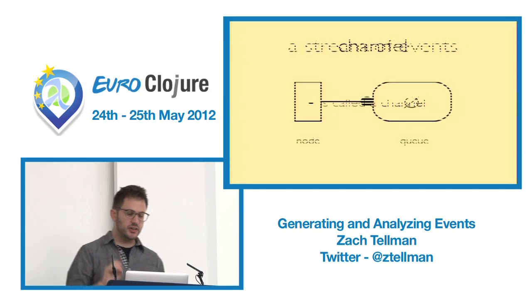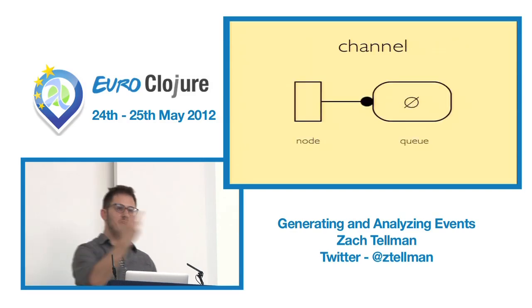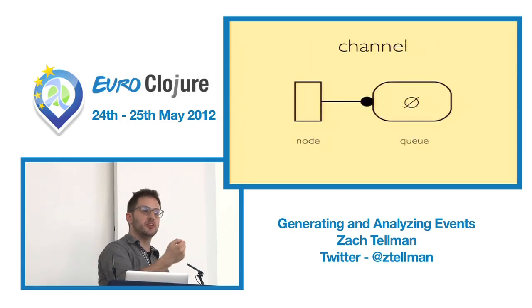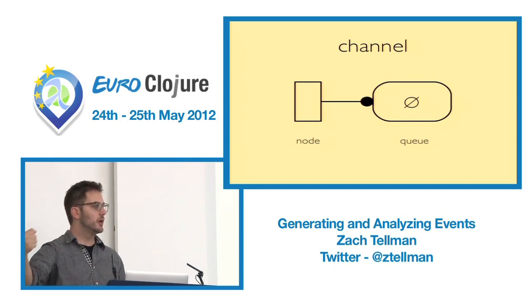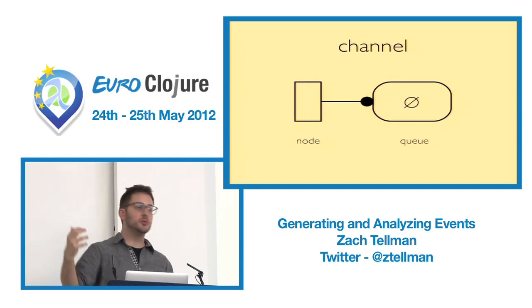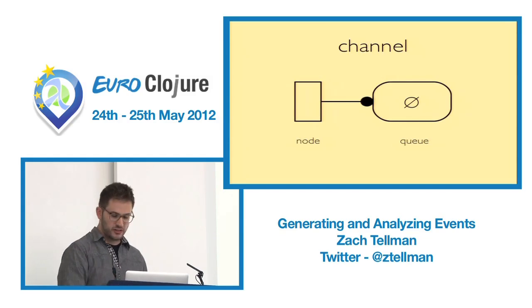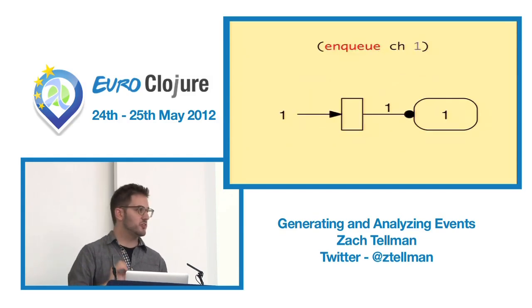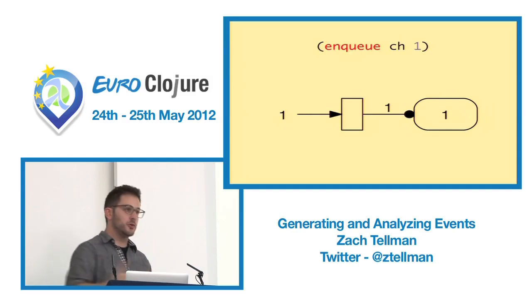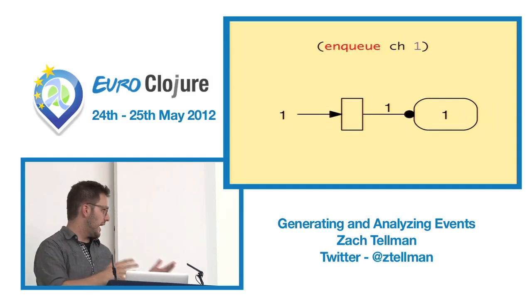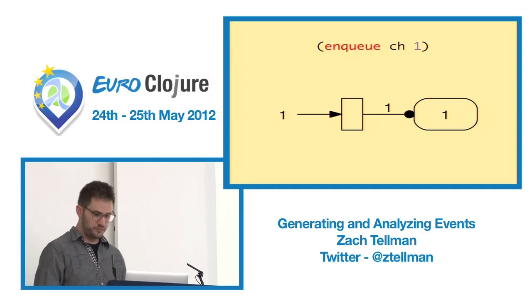And a channel is actually two parts. It is a node which takes messages, optionally transforms or filters them, and propagates them downstream, and a queue, which accumulates messages when there is nothing else downstream. So if we take a channel and we enqueue a message into it, it will pass through. This is just an identity node, and it ends up in the queue.